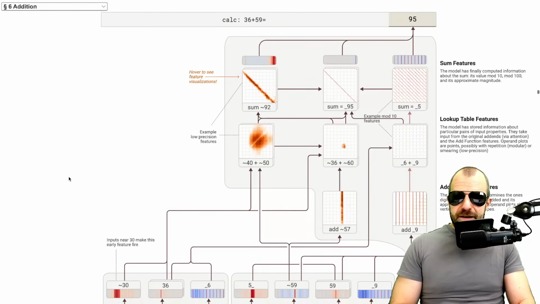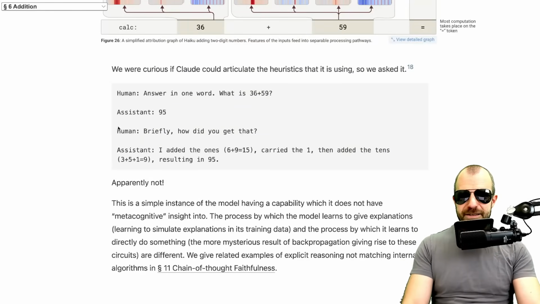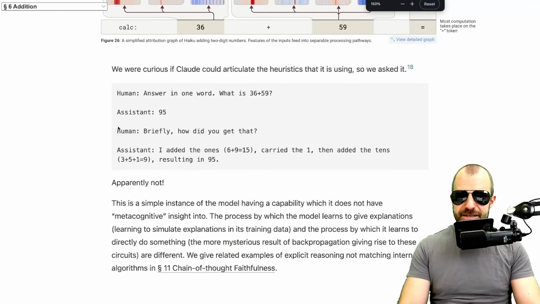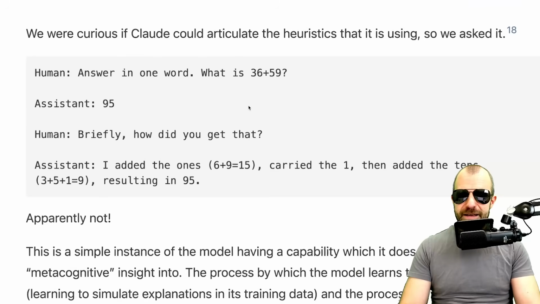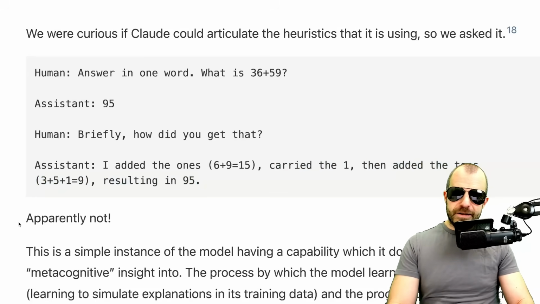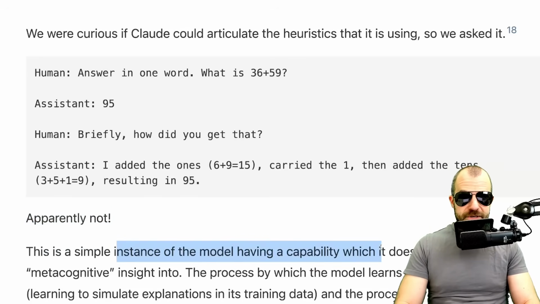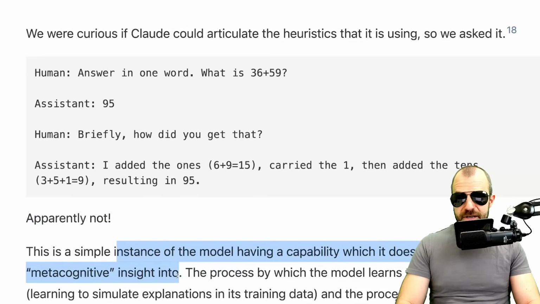So pretty interesting. And this is obviously in contrast to if you ask the model how it's doing the addition. So if you do ask the model, hey, how did you get that? It says, well, I added the 1s, carried the 1, then added the 10s, resulting in 95. And Anthropic says, apparently not. This is a simple instance of the model having the capability which it does not have metacognitive insight into.